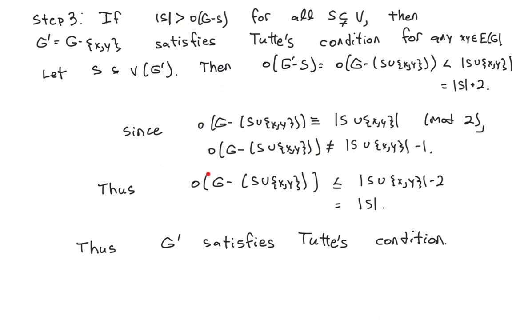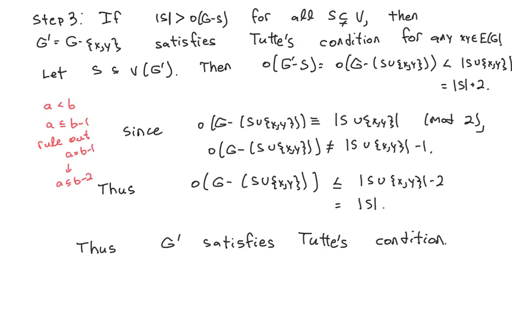So this is where the parity argument enters. We know that the number of odd components of G minus S union XY is congruent to the size of S union XY mod 2. In other words, they have the same parity. So it must be the case that the number of odd components of this set is not equal to the size of S union XY minus 1, because these have opposite parity. In other words, I can try to replace this inequality with weak inequality by replacing the 2 with the 1, but then this argument tells me that if I assume equality with 1 here, then I get a contradiction.